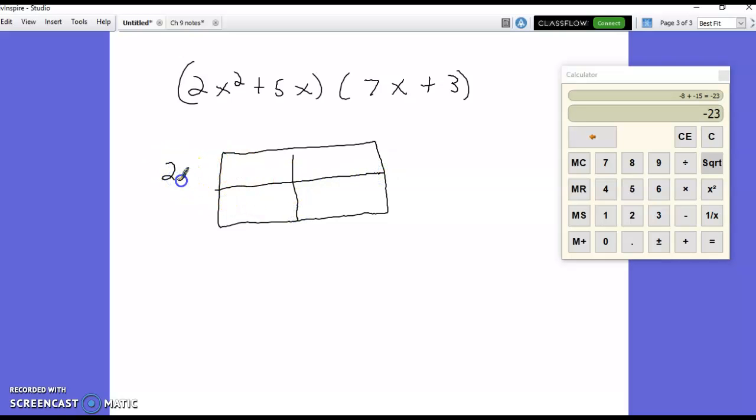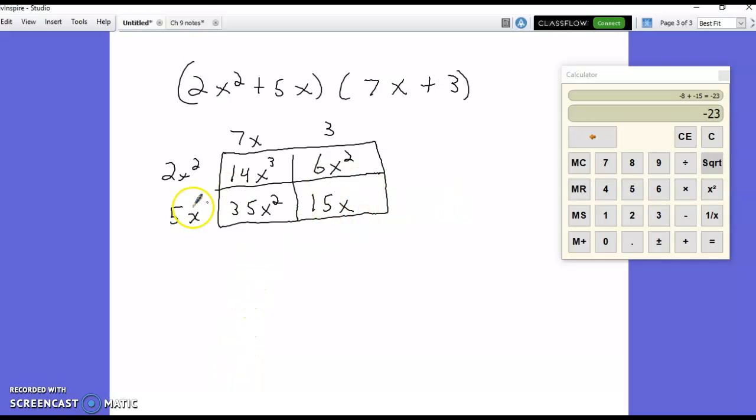So here we have a 2x squared, a 5x, 7x, and a +3. 7 times 2 is 14. Then we have x to the third, because we have the 2 and the 1, makes 3. Here we have a 35x squared, because we have this x and that x makes it x squared. Here we have 3 times 2, which would be 6. There's no x there, but there's the x squared there. And then we have a 3 times 5, which would be 15x.